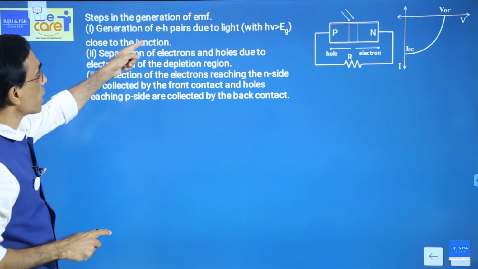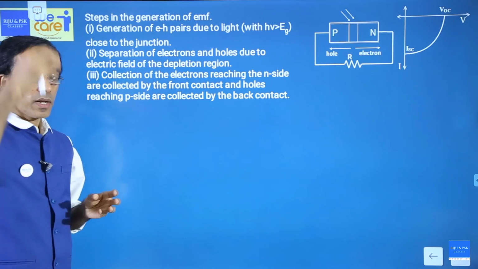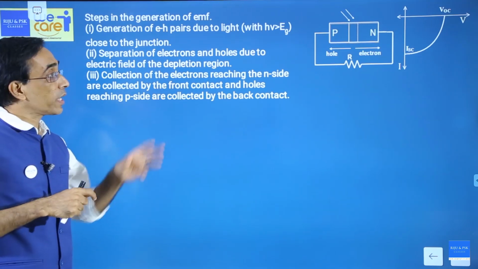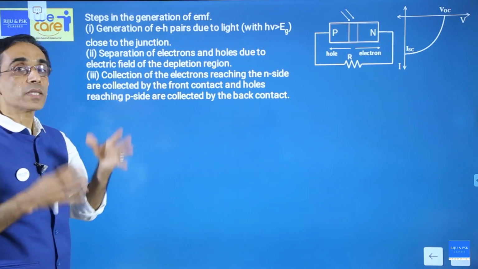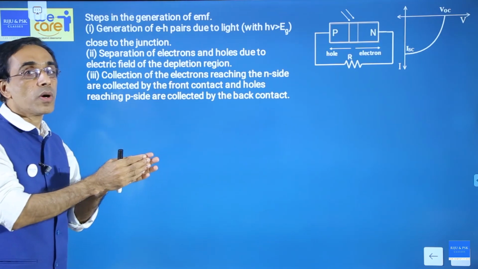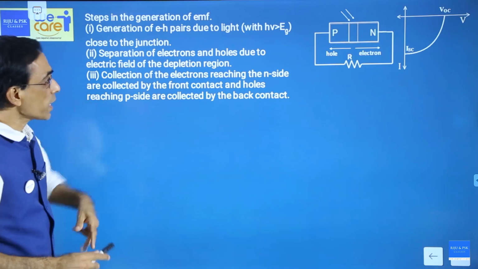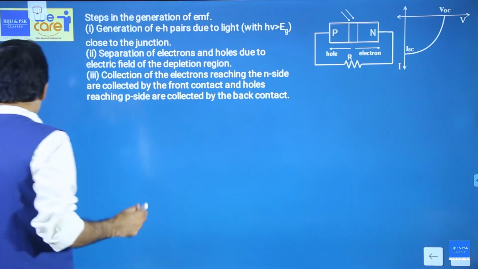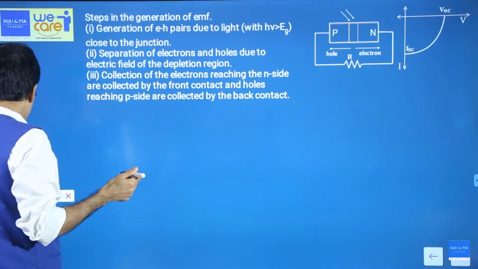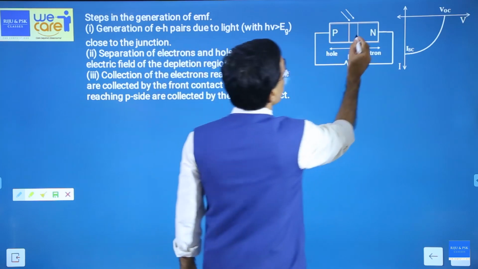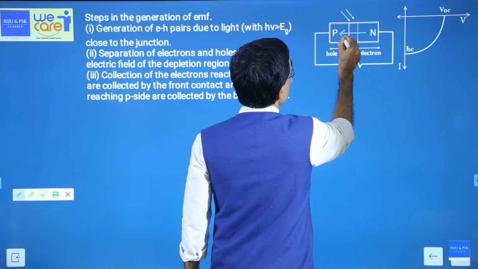First one, generation of electron-hole pair. When light falls on it, if the energy of the photon is sufficient, it will produce an electron and a hole. That is the first point. Second point, you know that there is an electric field across the junction.